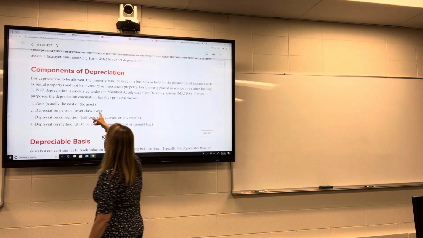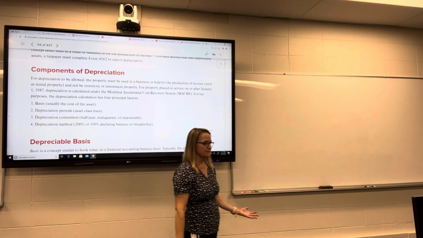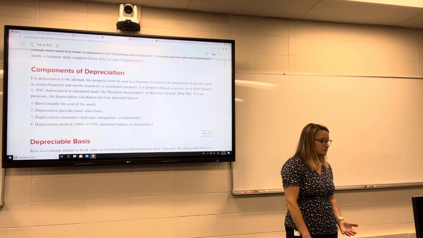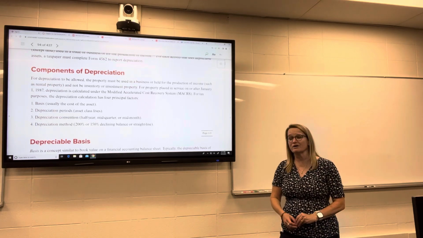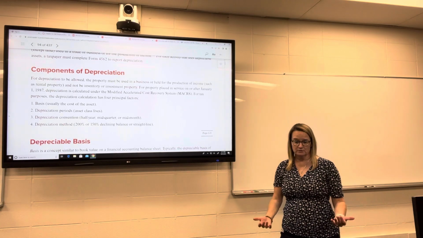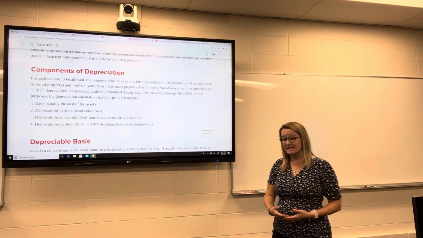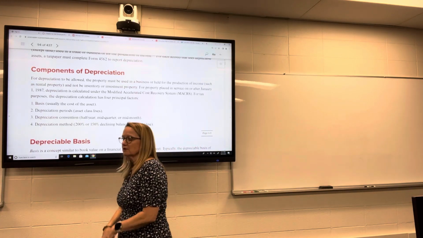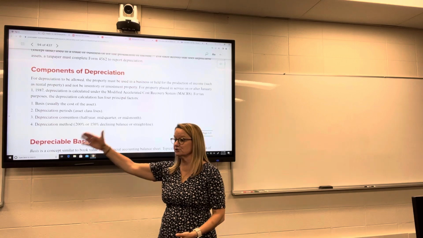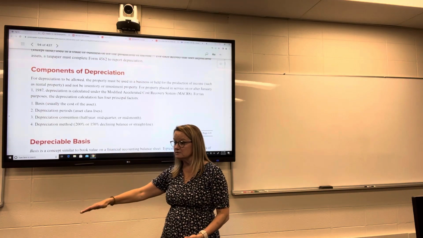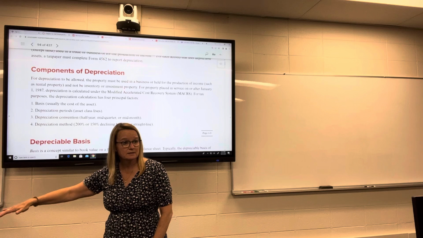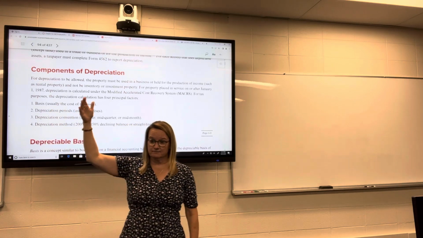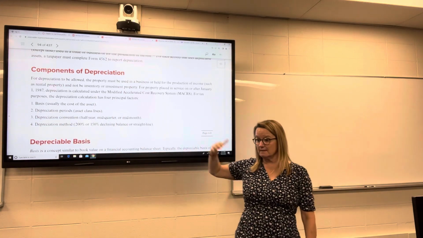First one is the basis. You've heard me use that term a couple of times, basis. Basis is the cost of the asset, or what we think of as book value. Now, our basis in an asset gets adjusted over time. It gets adjusted downward for depreciation. So as it depreciates, our basis decreases. It can be adjusted upward as well for improvements in that asset. So we call that adjusted basis.